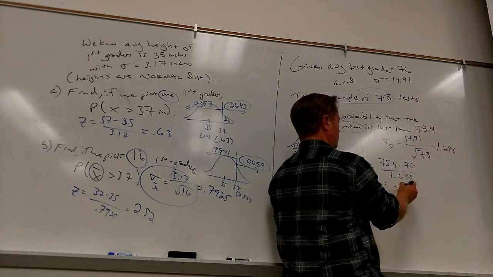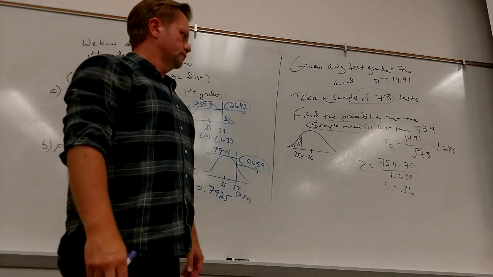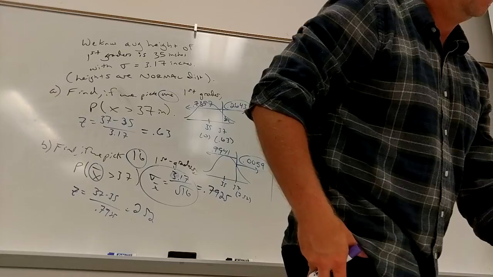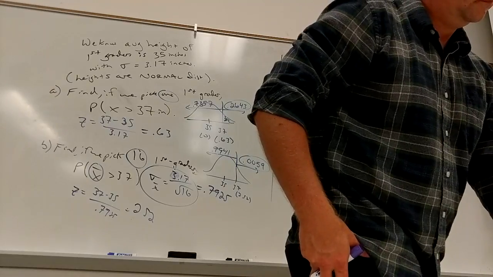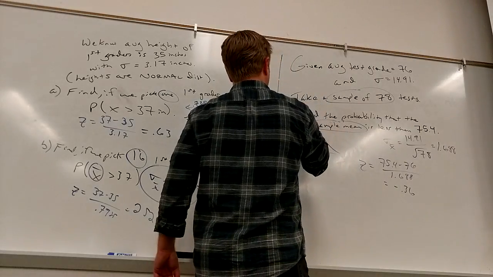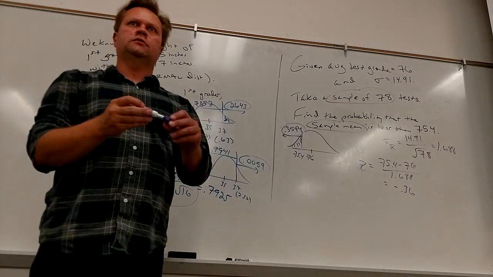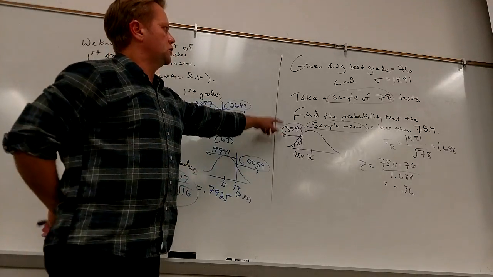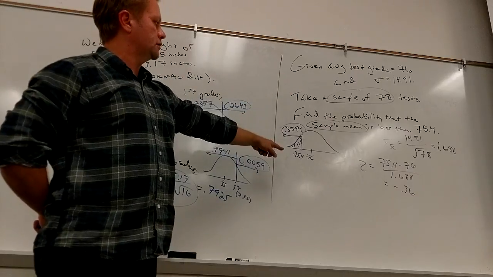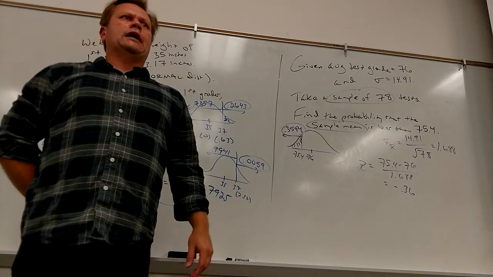What is it? 0.36. And if you look that up, yeah, 0.3594, I like it. And that, thankfully, is the area of what I asked for, so that's the answer. So about almost a 36% chance that any random group of 78 tests would have an average less than 75.4. Crazy.